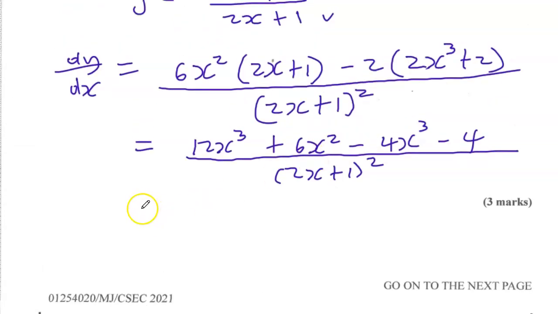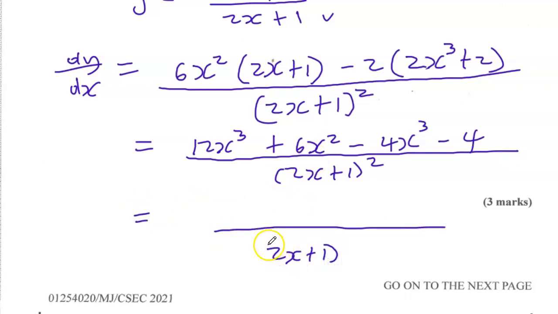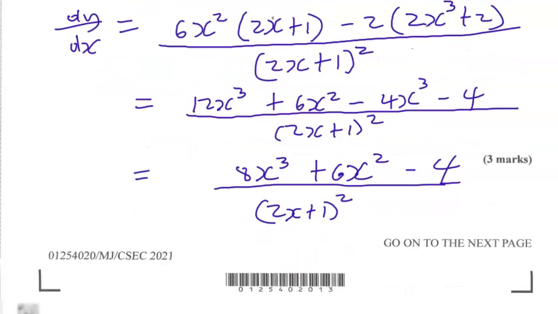Alright, so we can group like terms. So in the denominator, we have 2x plus 1 squared. In the numerator, we group like terms. We have 12x cubed and we have a minus 4x cubed. That leaves us with 8x cubed. We have a 6x squared, no other term like that. And there is no other constant other than minus 4. Next.